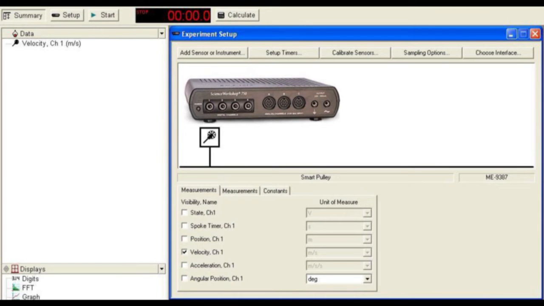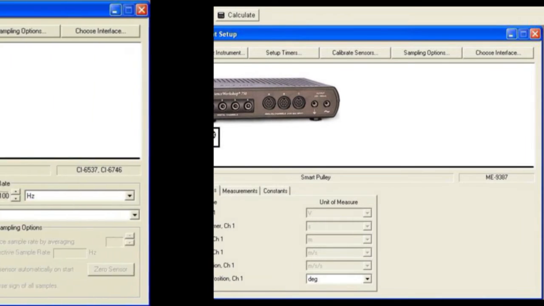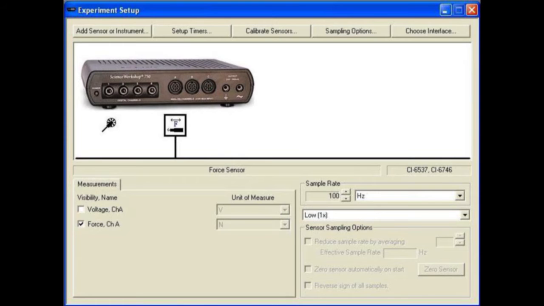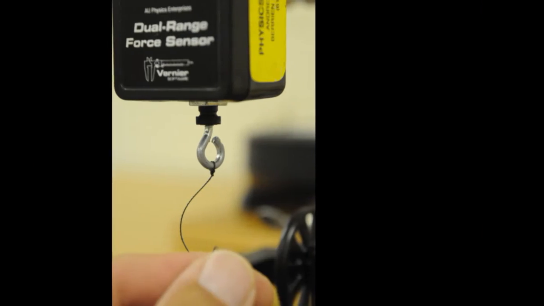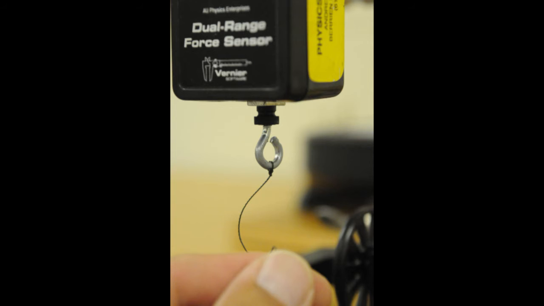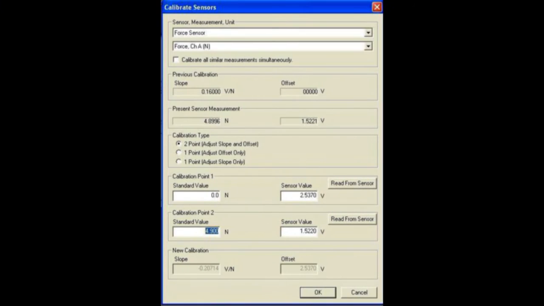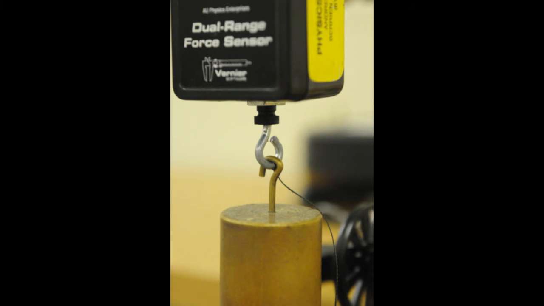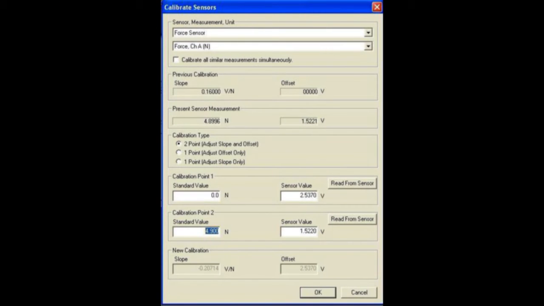Open Data Studio and indicate that a smart pulley is to be used. Also indicate that a force sensor will collect data at a rate of at least 100 Hz. Calibrate the force sensor by removing tension from the string, specifying zero force, and taking a reading. Then hang 500 grams, indicate 4.9 newtons of force, and take the second reading. It's worth taking a couple of moments to hang and remove the weight to double check the calibration.